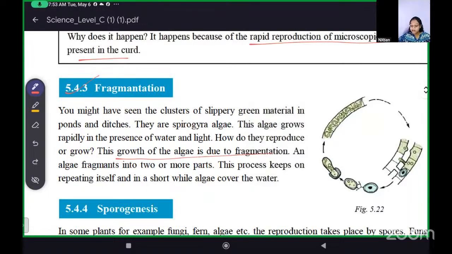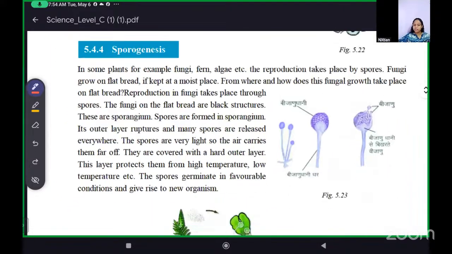It fragments into two or more parts. It keeps on dividing itself and spreading, you can say, on the surface of the pools or ditches or on its sides and walls. It keeps on dividing and spreading. So that process is known as fragmentation.